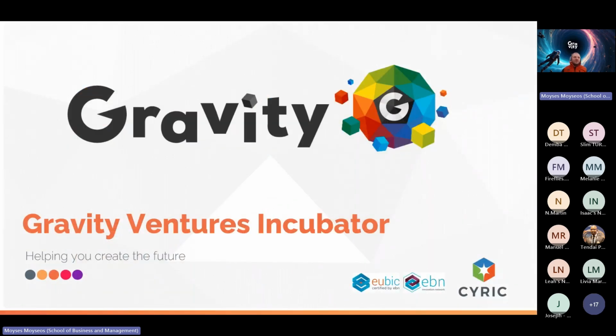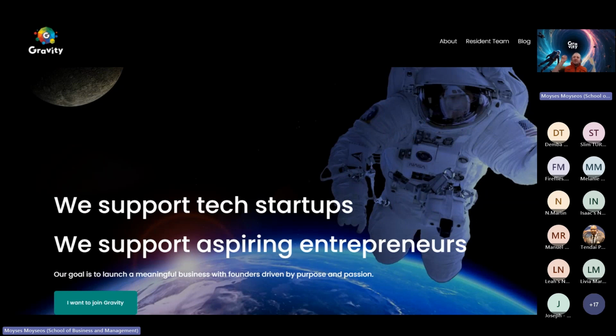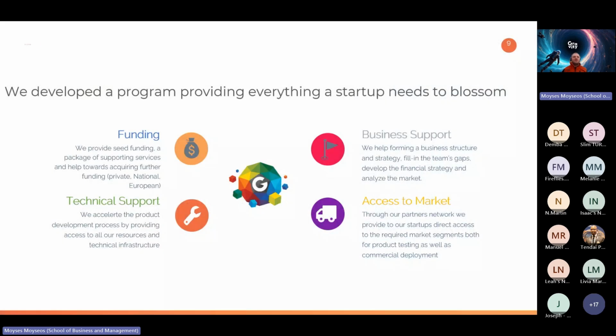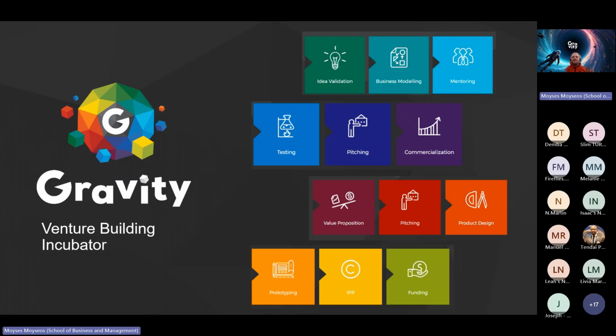Gravity Incubator was built in 2016 with one aim: to support tech startups and aspiring entrepreneurs. Our goal here is to launch meaningful businesses with founders driven by purpose and passion. We set up the whole program into 4 major pillars of funding, business support, access to market, and technical support, just like any other startup support program. And we offer a plethora of services, from idea validation all the way to commercialization and accessing international markets, and all the steps in between.